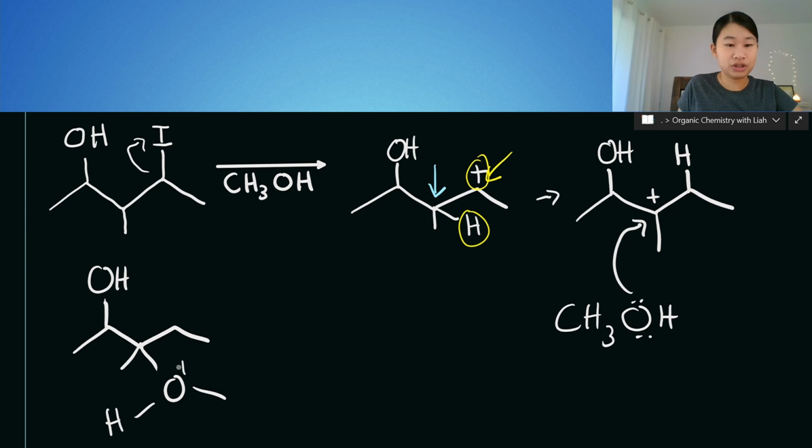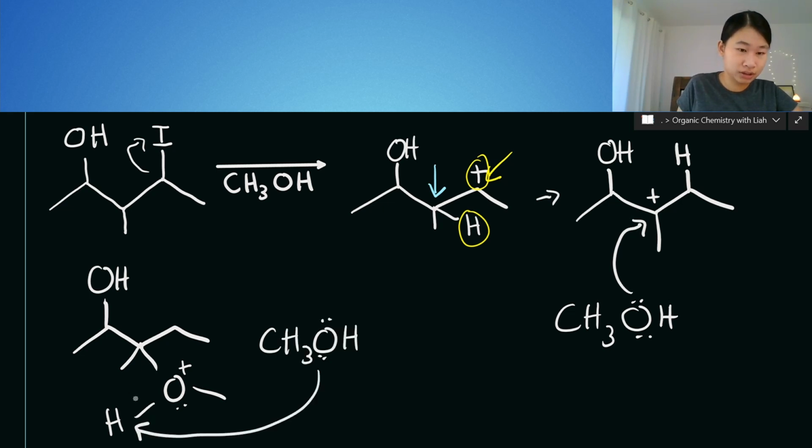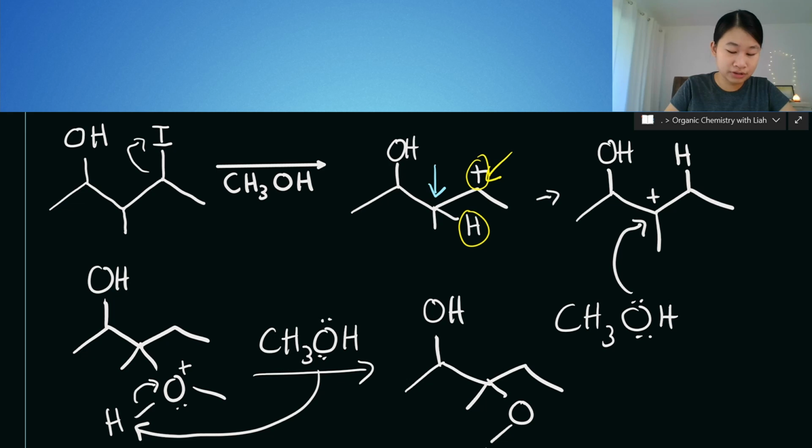Okay, and oxygen here has a positive 1 charge. So we need to deprotonate. Oxygen will take away this hydrogen, these electrons will go back to this oxygen, and we will be left with this product. Now the question is, will you have 2 different products?